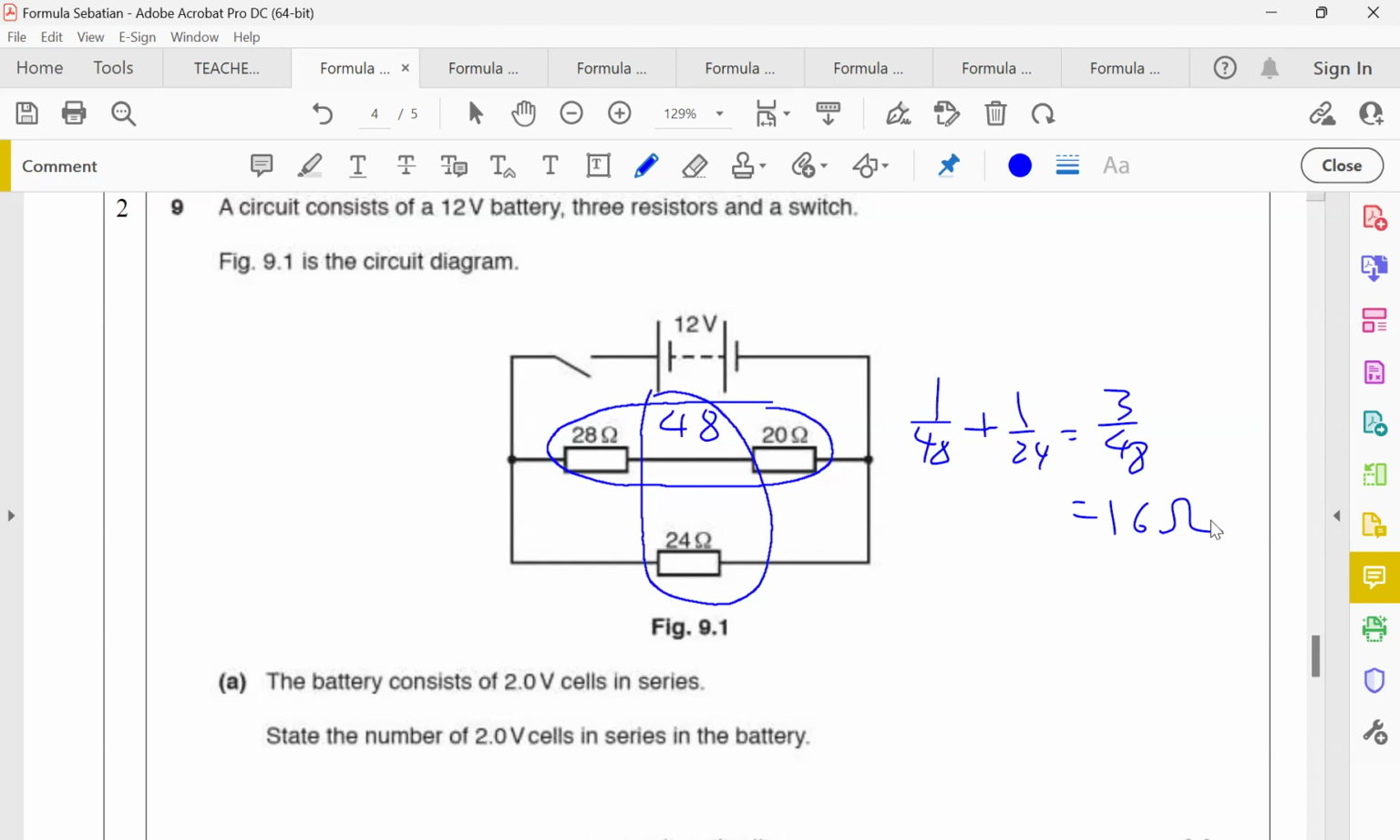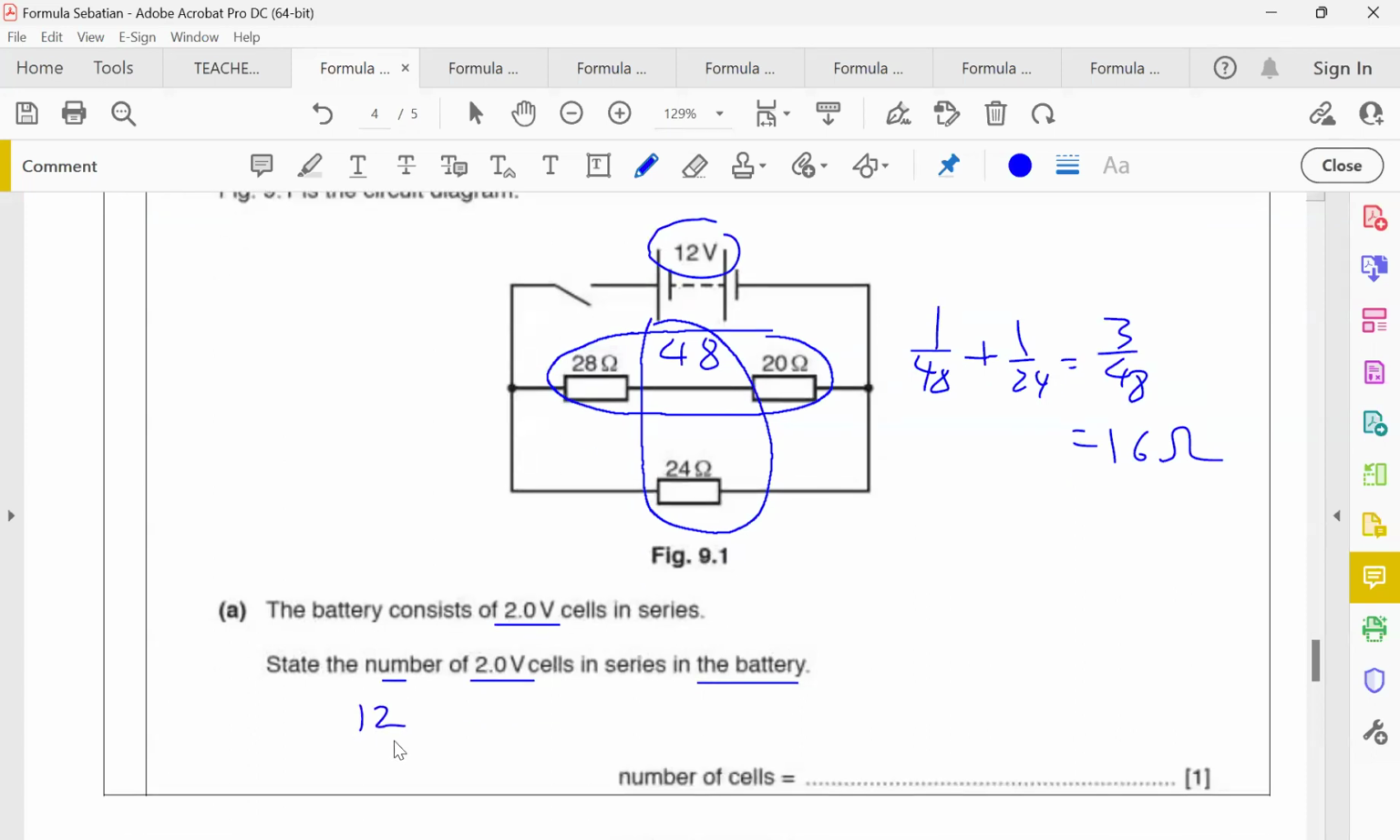Okay. Then after that, they say the battery consists of 2-volt cells in series. State the number of 2-volt cells in series for the battery. So how did I make up to 12 when I only have 2 combined together? It's basically 12 divided by 2, which will give you 6 batteries. 6 2-volt batteries will give you a total of 12 volts. You get what I mean? So you have to put 1, 2, 3, 4, 5, 6 all combined together to get 12 volts. So that's your first answer.